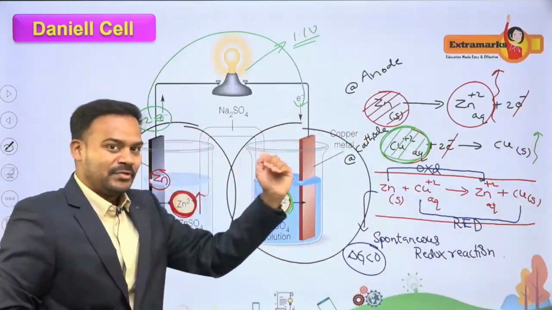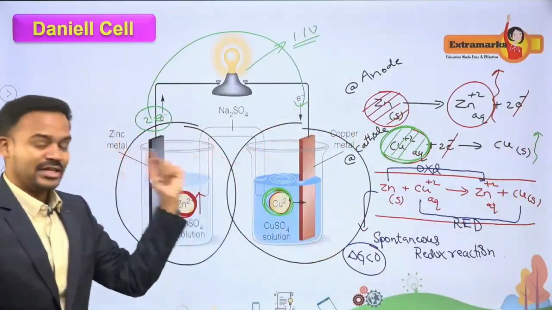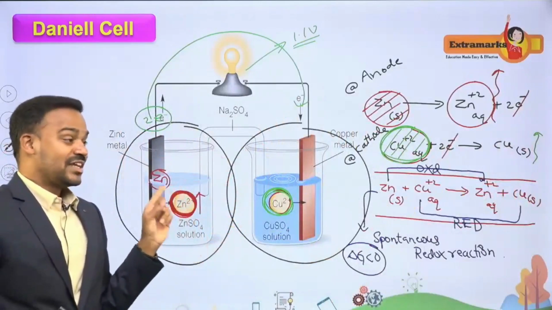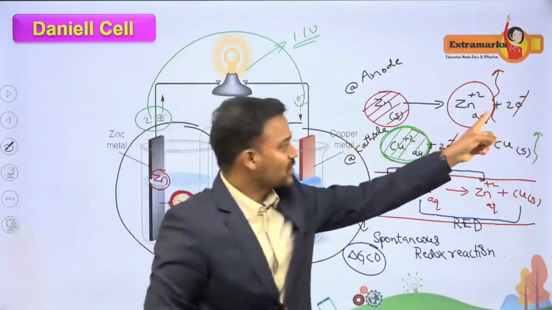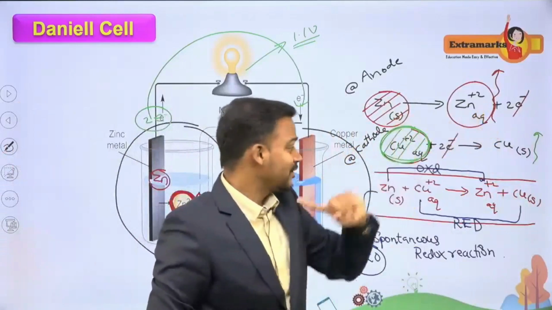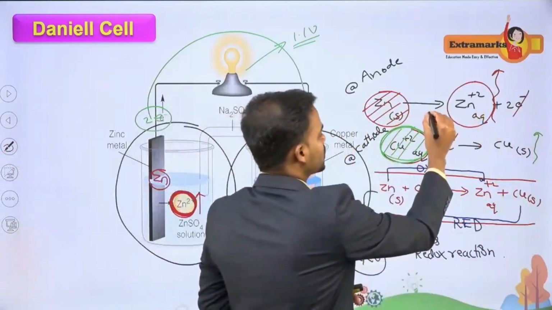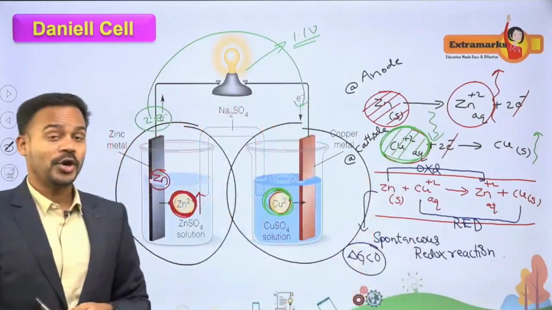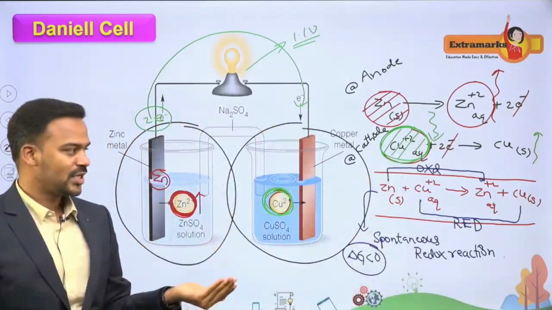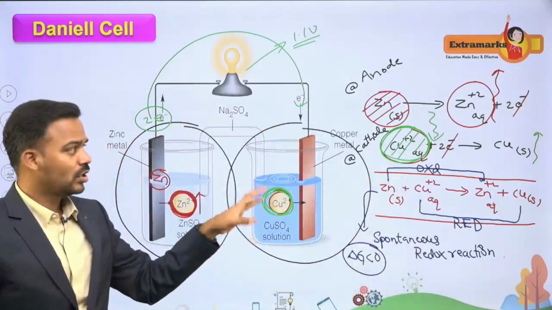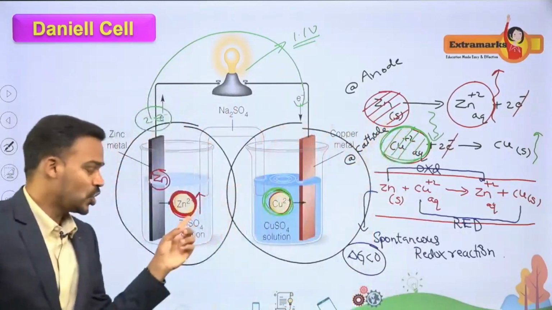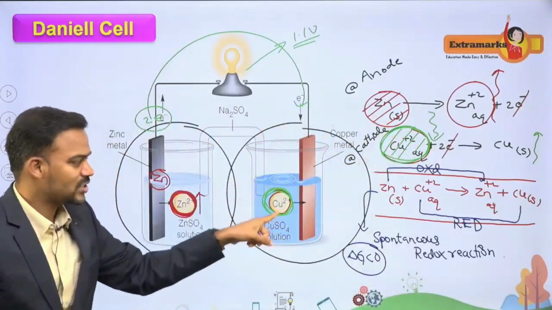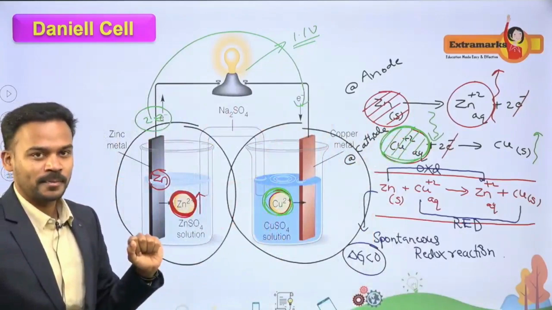So the final statement which I want to give you is that as the cell is working, the concentration of Zn plus 2 ions will slowly increase, and the concentration of Cu plus 2 ions will slowly decrease. This is what I'm going to point out. As the process is going on, there is an accumulation of Zn plus 2 ions, and there is a decrease in the concentration of copper plus 2 ions.